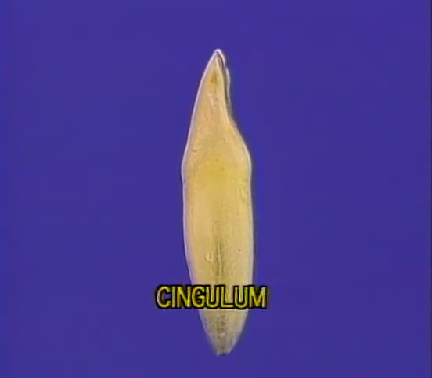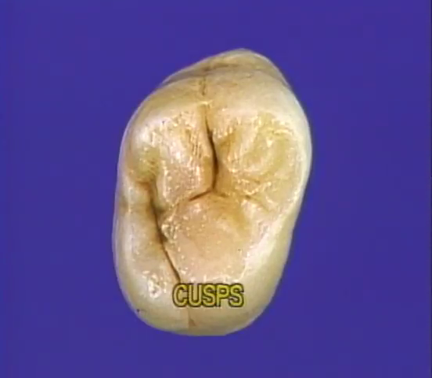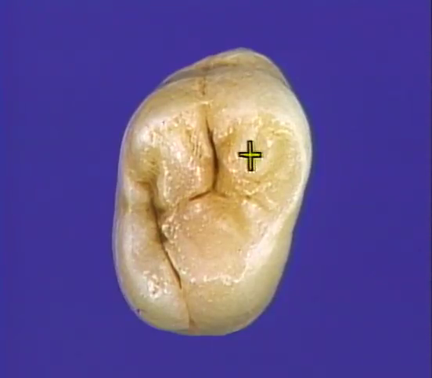Cingulum. The cingulum is a large rounded eminence on the lingual surface of anterior teeth located in the cervical 1/3. Cusps. Cusps are the elevated projections on the crowns of teeth. Incisors do not possess cusps, although canines normally exhibit one cusp. Premolars, 2 or 3 cusps, and molars, 4 or more cusps.